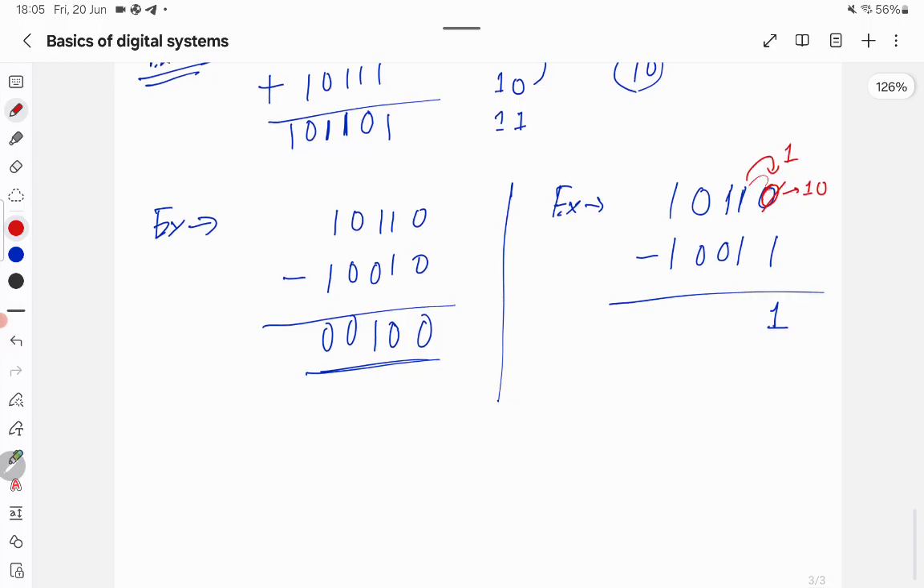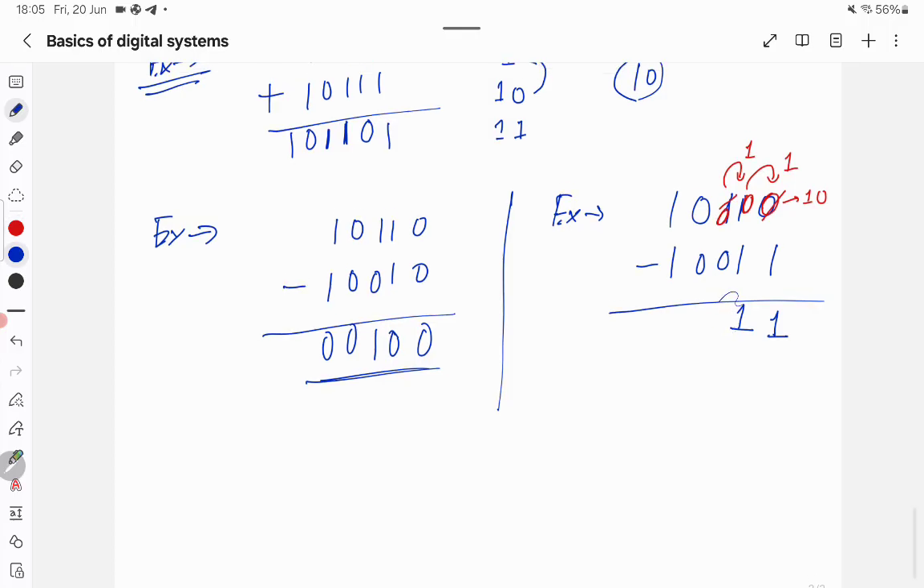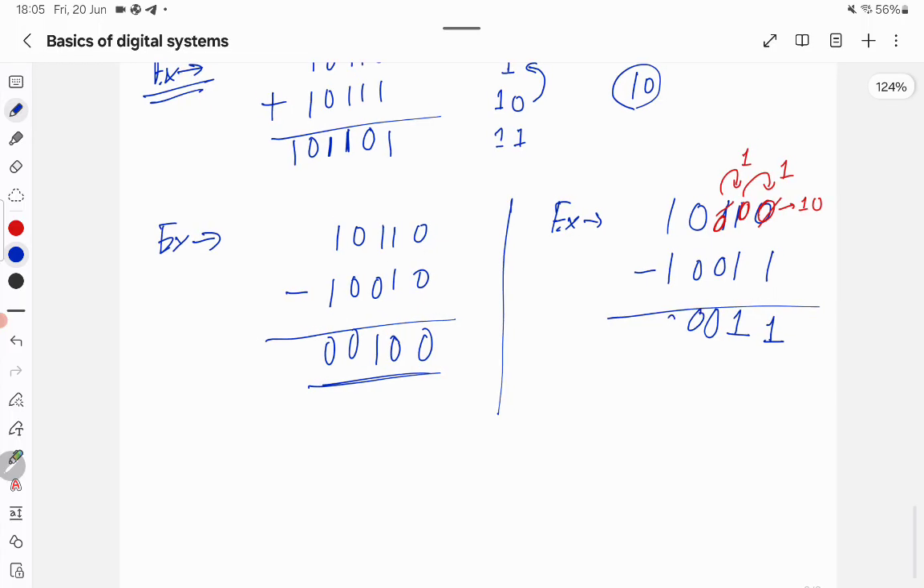Since 1 is carried away, this one will be 0, so it will carry 1 again, this will become 1 0, so 1 0 minus 1 will again be 1. This one will be 0 because already 1 is carried out, so 0 minus 0 will be 0, and 0 minus 0 will be 0, so the answer is 0 1 1. This is the difference.